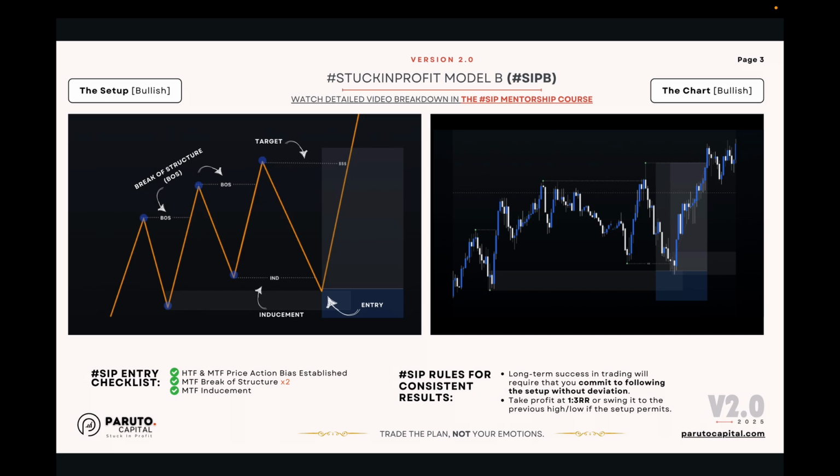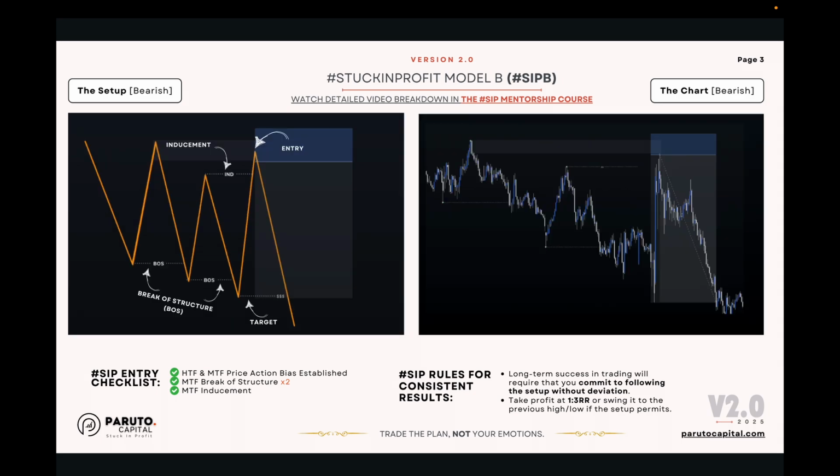Okay, I hope this is really helpful to you. Now let's look at the bearish market. The same thing too. You have BOS 2 times, inducement, price sweeps the inducement, taps into the supply zone and then sells off. You look at the chart on the right hand, you see it. Structure 1, structure 2, price sweeps the inducement, taps into the supply zone and then sells off. As simple as that. Okay, this is model B.